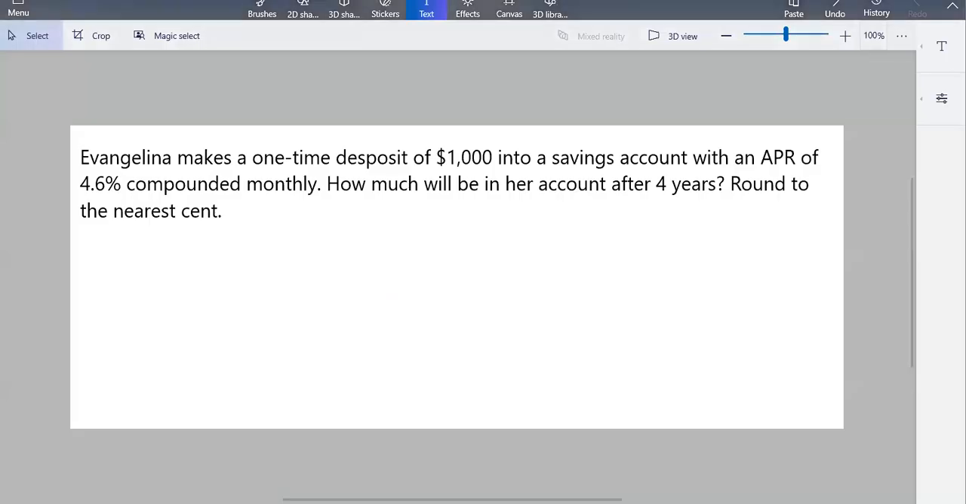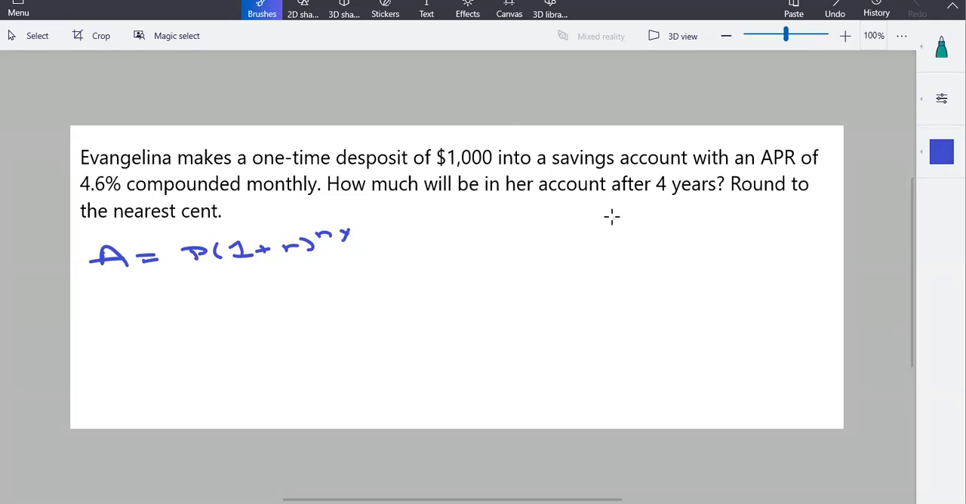All right, so let's start writing the different pieces down. Where's my pen? There's my pen. Okay, so this is the formula: A equals P times 1 plus the periodic interest rate, to the power N times Y.